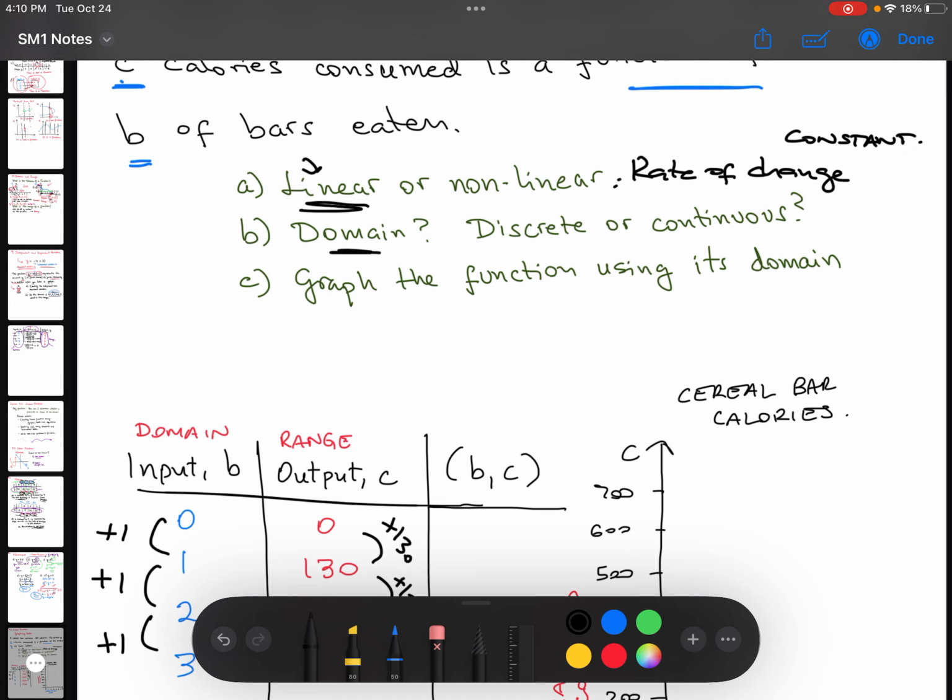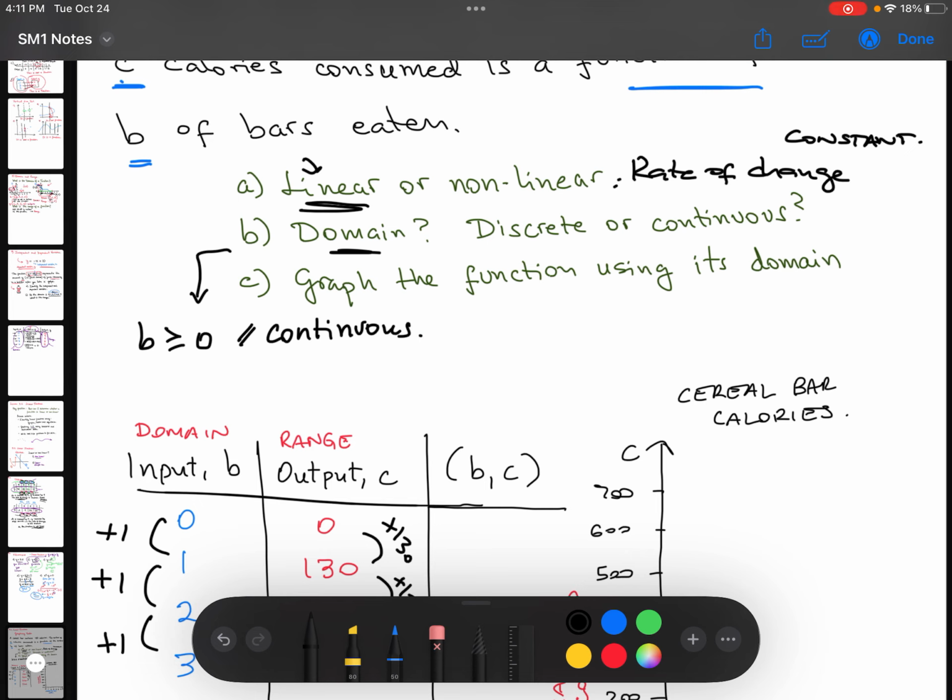The domain, we have already determined that you can eat as many cereal bars as you want, as long as it is greater than 0. You cannot eat negative numbers of cereal bars. And you can eat half a bar, a quarter of a bar, just a portion of it. So since this is greater than or equal to 0, the domain is b greater than or equal to 0, and it is a continuous function.